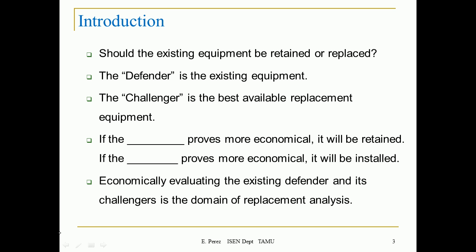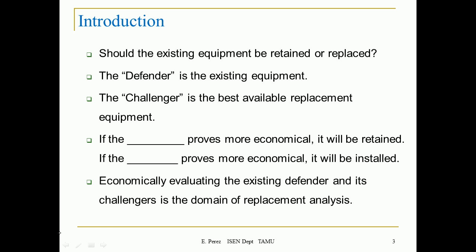So as an introduction, the question we want to answer in this lecture is, should the existing equipment be retained or replaced? If you are running a manufacturing process, you have a machine that is part of that process, and this machine has been used for a couple of years now. You want to know if that machine is still profitable, if it is producing as you expect, and if there's no other better option outside that you can replace that machine with and be more profitable.